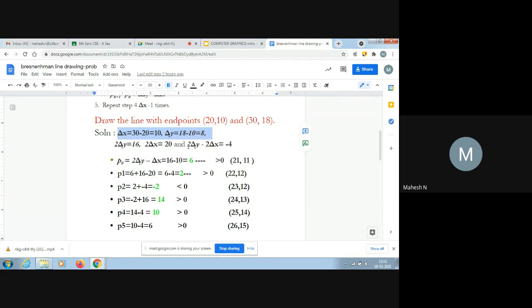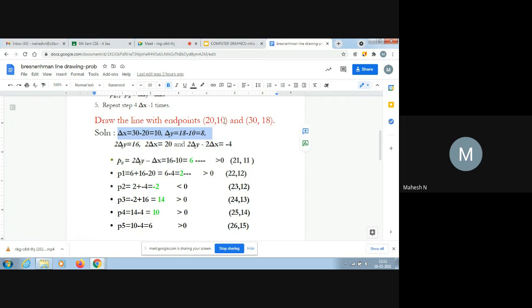And this also we require: 2 delta y minus 2 delta x, to mod it so that it becomes easy for us. 2 delta y minus 2 delta x is minus 4. Okay, now first point I will plot 20 comma 10. Next I need to decide which is the next point. From 20,10 I need to go to 21,10 or 21,11. I need to decide.